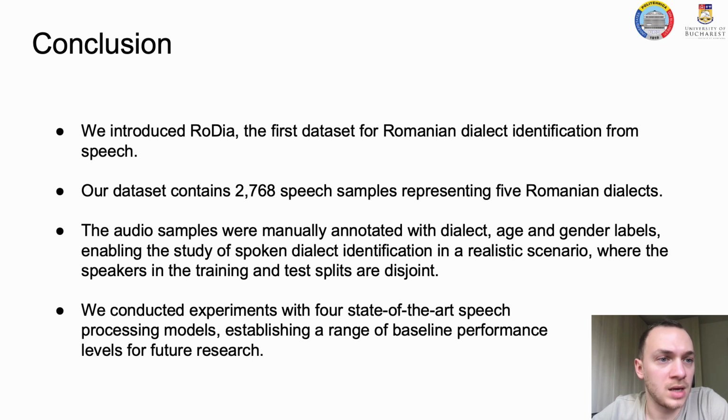In conclusion, we introduced RoDia, the first dataset for Romanian dialect identification from speech. Our dataset contains 2,768 speech samples representing 5 Romanian dialects. The audio samples were manually annotated with dialect, age, and gender labels, enabling the study of spoken dialect identification in a realistic scenario where the speakers in the training and test splits are disjunct. We conducted experiments with 4 state-of-the-art speech processing models, establishing a range of baseline performance levels for future research.